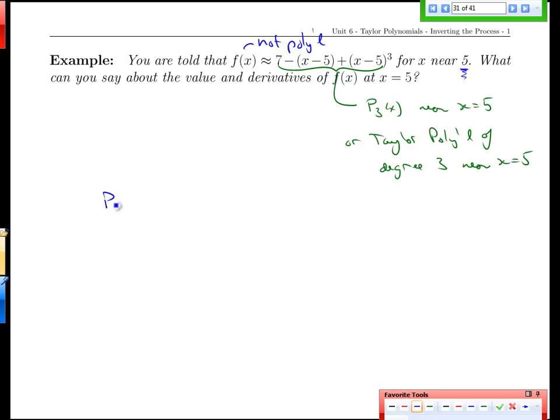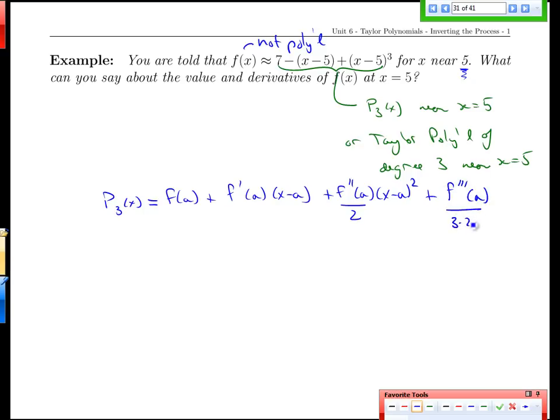So just to remind ourselves what that would look like in general, we have f of a, plus f prime of a, x minus a, plus f double prime of a, x minus a all squared over 2. Again, thinking derivatives have to cancel, multiply out. Plus the third derivative at a over 3 times 2, x minus a cubed.